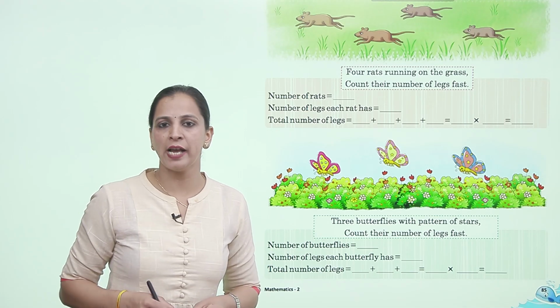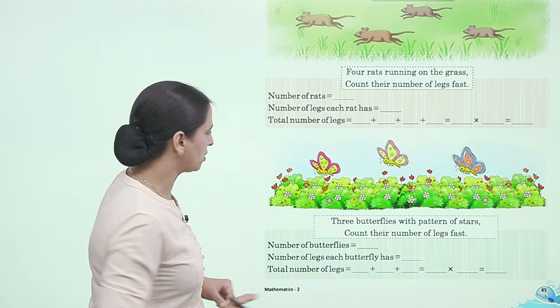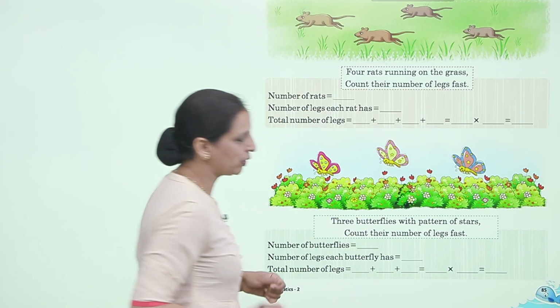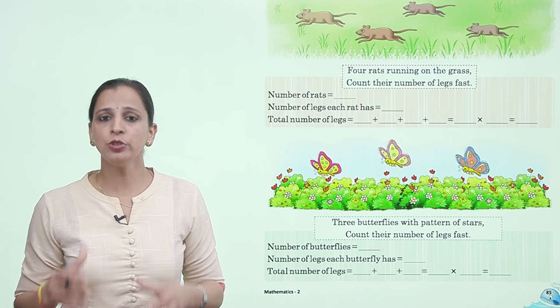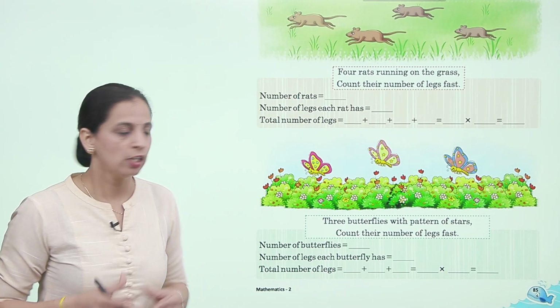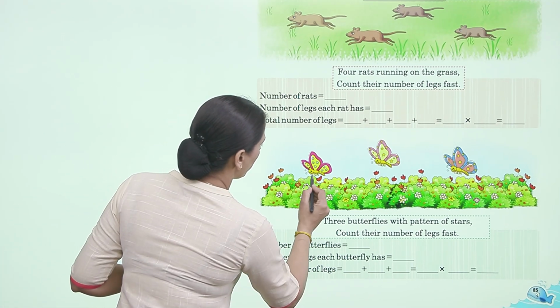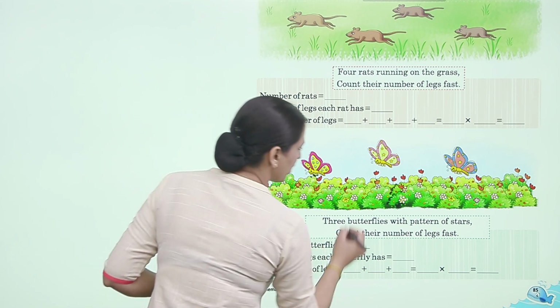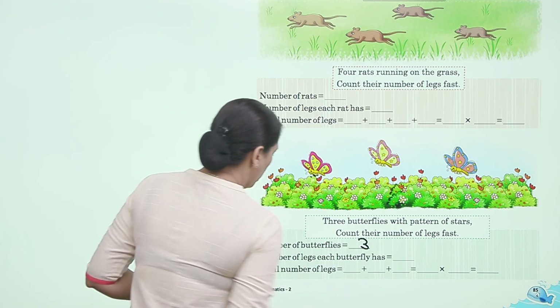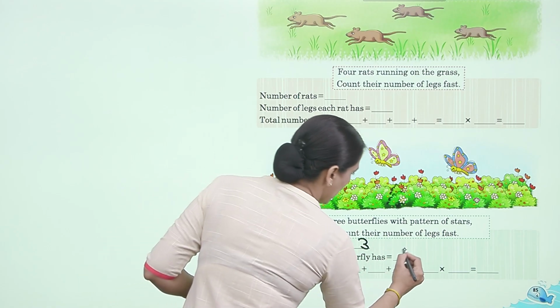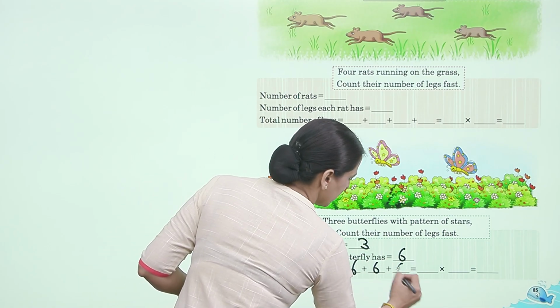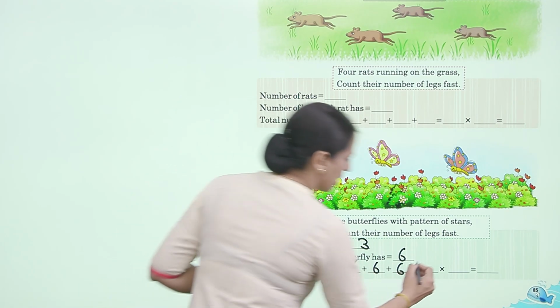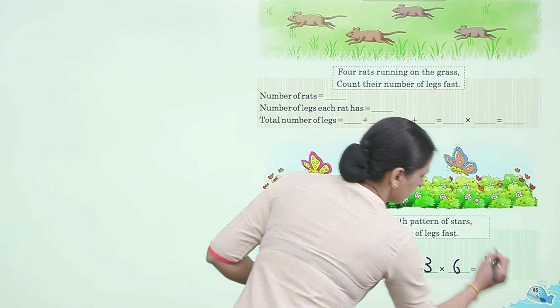Now, 3 butterflies with pattern of stars. Count their number of legs fast. Now, number of legs कितना है? 1, 2, 3, 4, 5, 6. One has 6 legs. Number of butterflies 3. Number of legs each butterfly has 6. So 6 plus 6 plus 6, that is 3 times 6. 3 6s are 18.